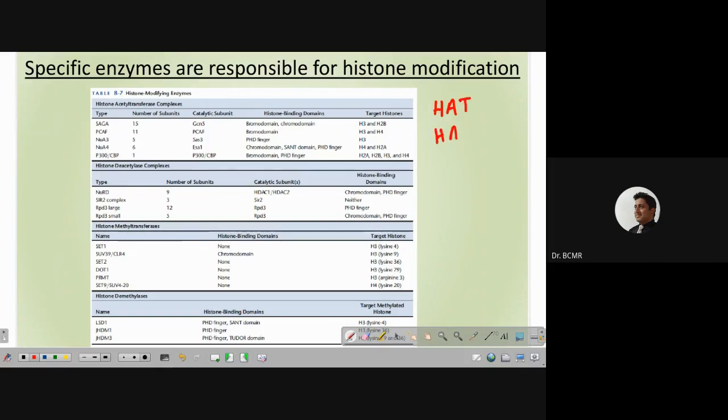Then you also have histone deacetylases. I think HDAC is what they call. Those are the proteins that add an acetyl group or remove an acetyl group. And then there are also histone methyl transferases, HMT, and you also have histone demethylases. These are the proteins that interact with histones and add or remove groups.